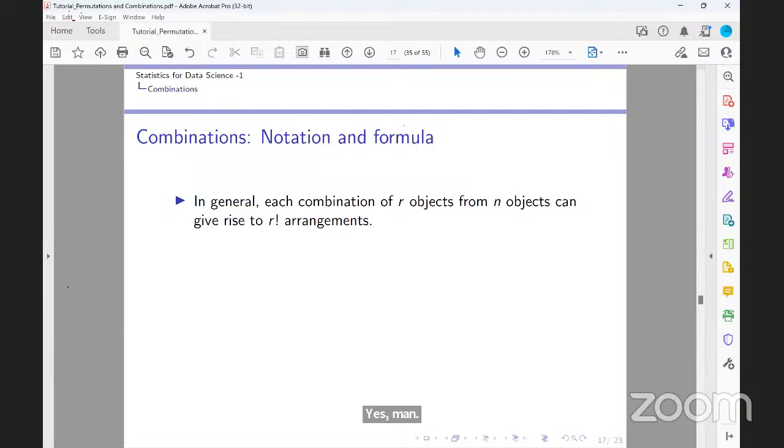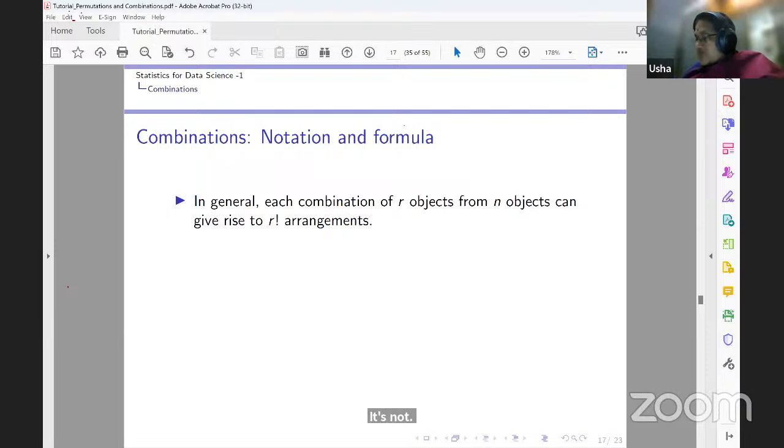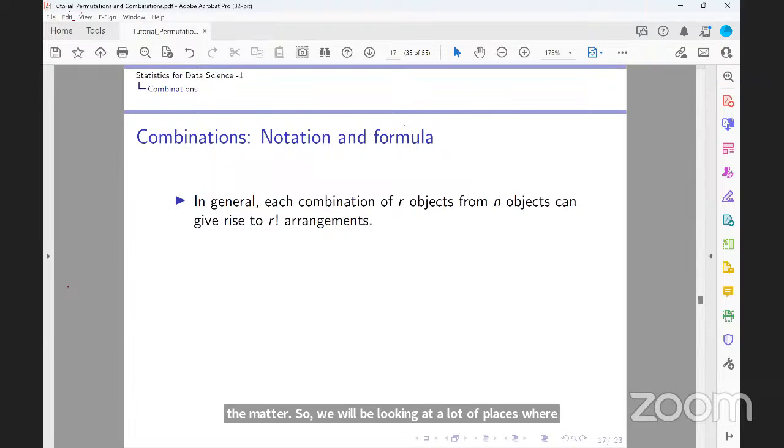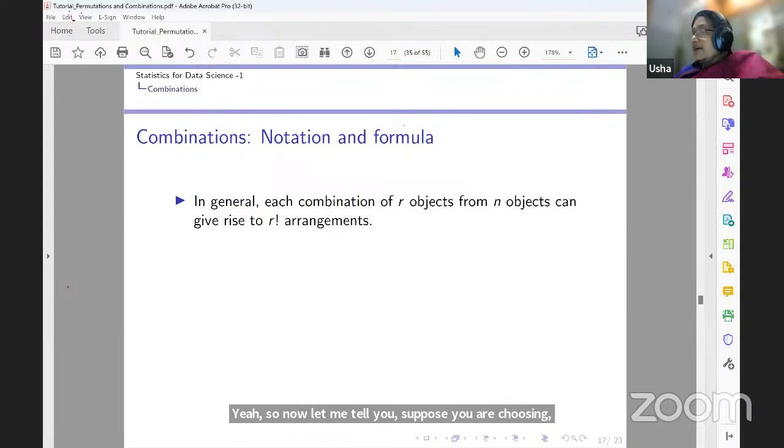So we will be looking at a lot of questions where we'll have to tell whether order matters. So now let me tell you, suppose you have a group of 5 people and you want to choose 3 to form a committee with specific roles: president, vice president, and treasurer. Are you going to use a permutation or a combination? Permutation. Order matters here.